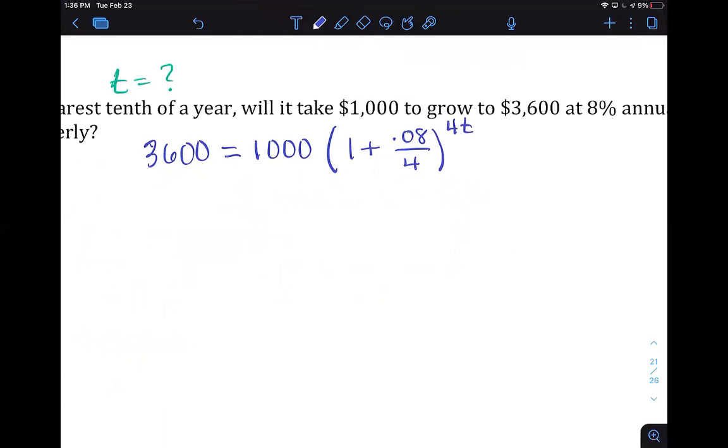Okay, we're going to break this into pieces. The first thing we're going to do is simplify the inside. When you do this, you need to be careful not to do any rounding, so you might have to write something very large. If we take 1 plus 0.08 divided by 4, usually we get something nice. On this one we got 1.02 to the 4t power.